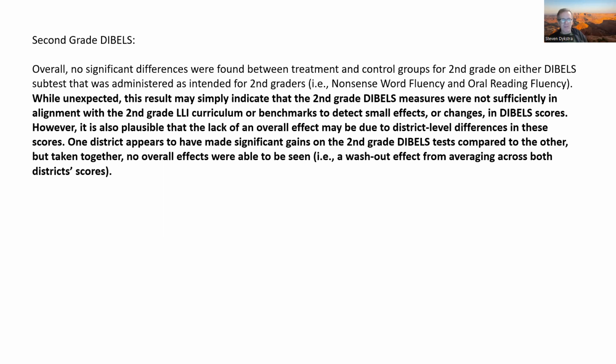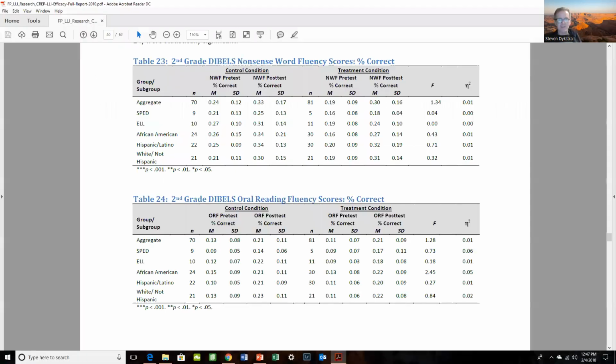They also described this washout effect from averaging across different schools' scores. They want you to believe that maybe it worked at one school, but not at another. The bottom line is this is not good results. There's our tables with no asterisks. But if you read the summary that they created for these results, you would think their results were glowing.